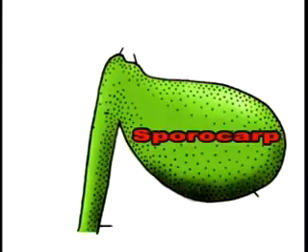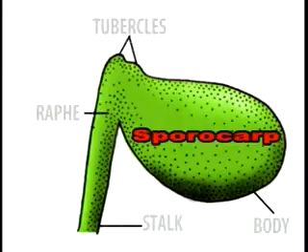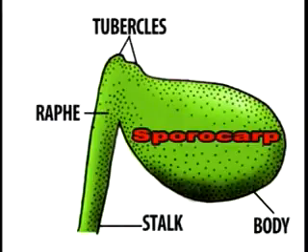Then we will discuss the structure of the sporocarp. The sporocarp is differentiated into a stalk and a body. The stalk is fused laterally to the back of the body of the sporocarp, generally forming a distinct structure or ridge called a raphe.